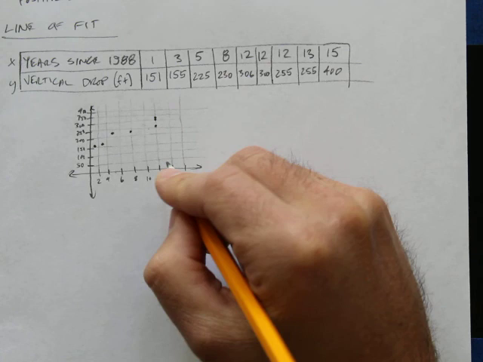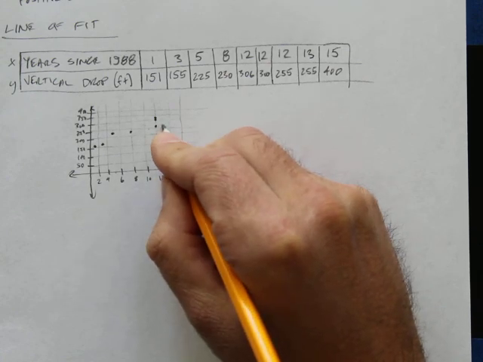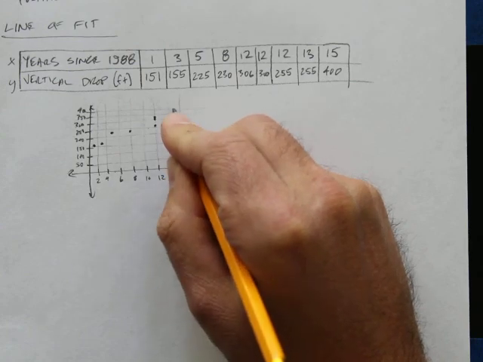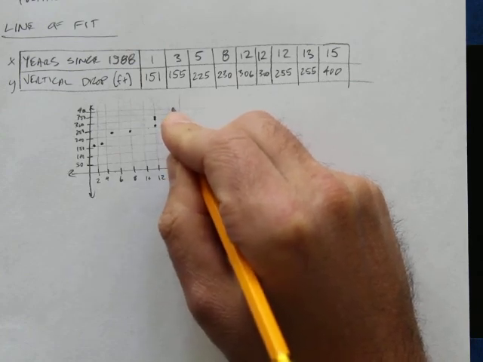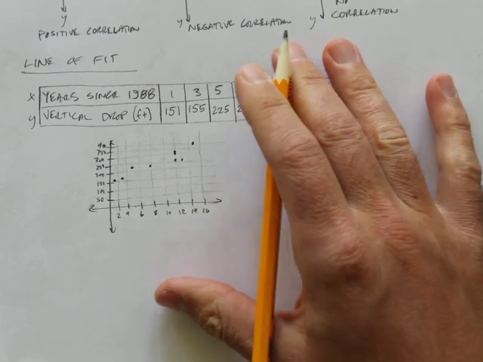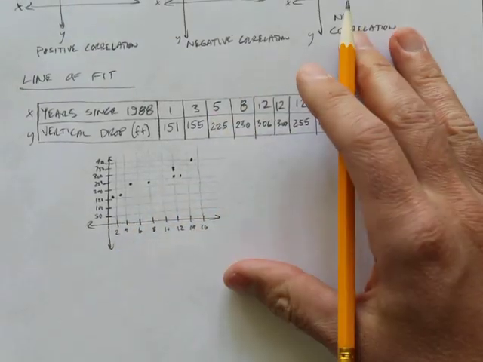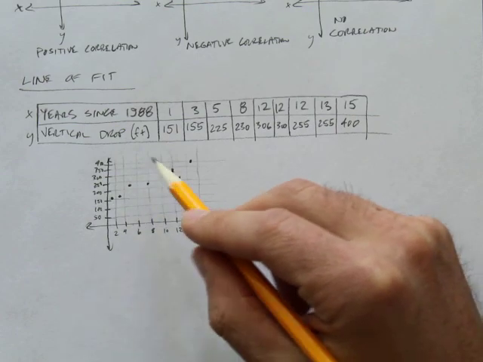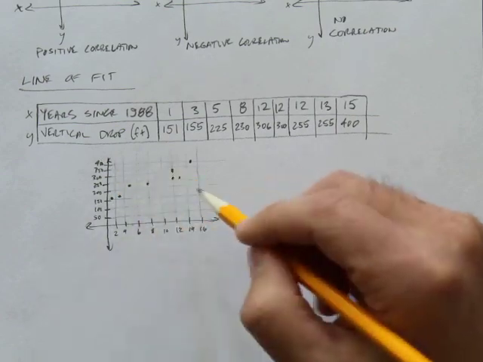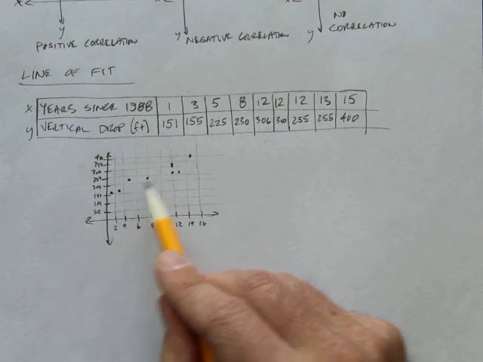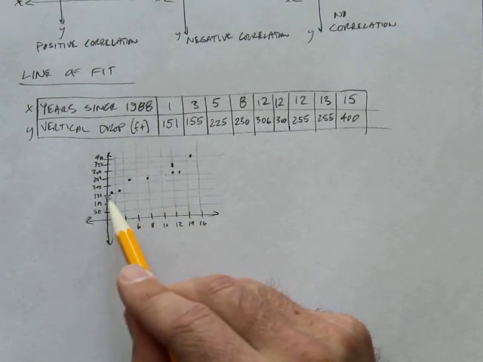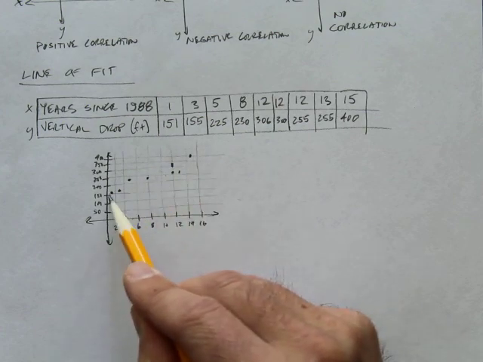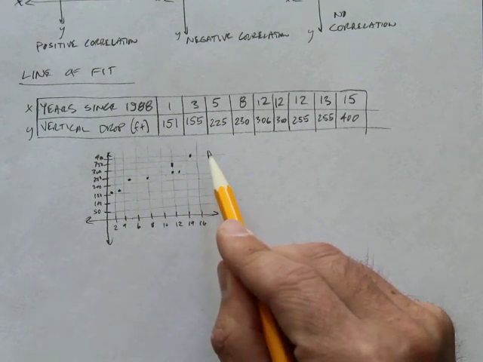Okay, and then 13, we've got 255 again. And at 15, we've got 400. 15 all the way up to 400. So first we can decide, let's look at this scatter plot here. Let's decide, is this a positive correlation, a negative correlation, or no correlation? So when I'm looking at these points, I can see that generally they're kind of grouped together going from left to right up. So this is a positive correlation.